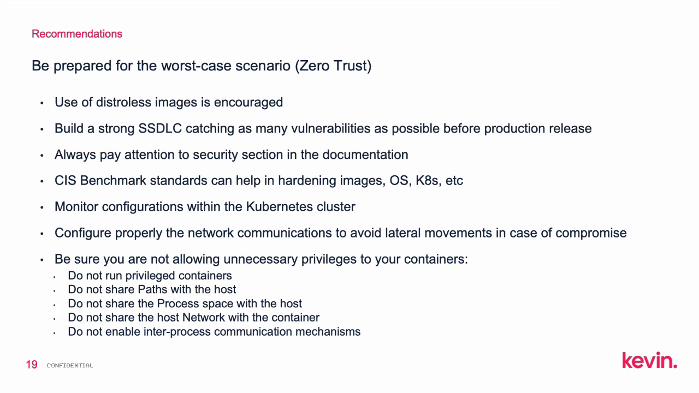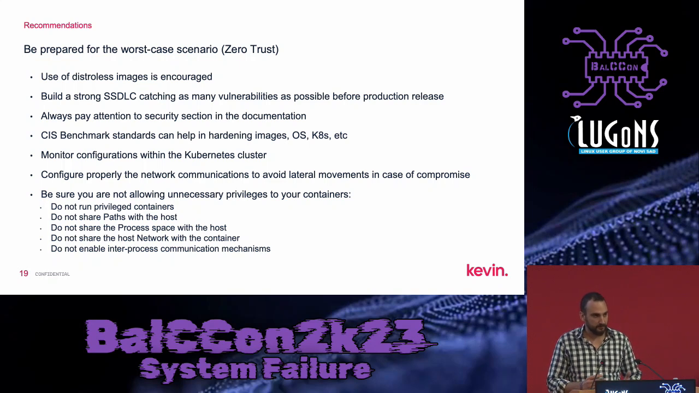The CIS benchmark has done a really great job of providing standards and tooling that we can run for checking control plane deployments, images, and node deployments. As well, monitor these things, because sometimes you might get compromised, but you need a way of monitoring configurations to make sure everything is configured according to the best standards. Enforcing network controls can also stop a compromise from pivoting from one node to another. And as we saw, unnecessary privileges on the containers are very important to pay attention to.